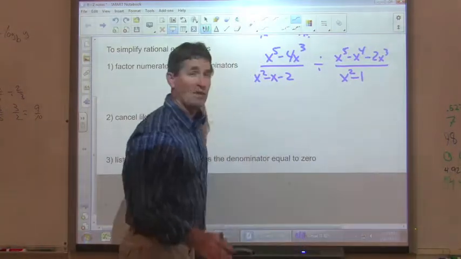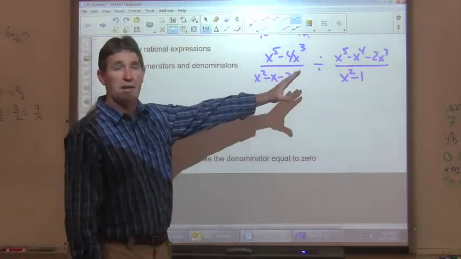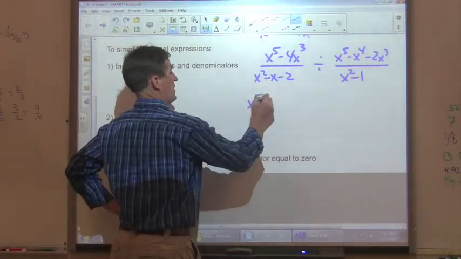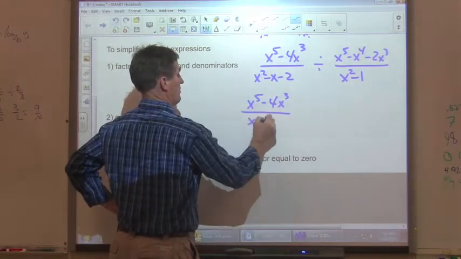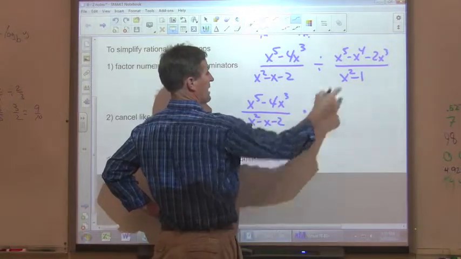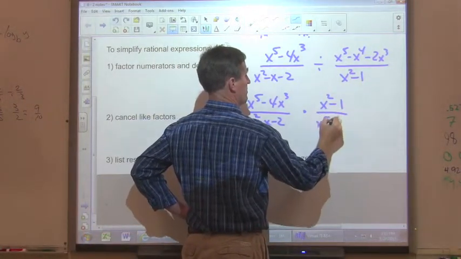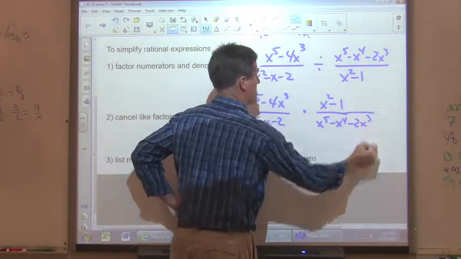Now, when you're doing division problems on your assignment, I wouldn't bother writing down the problem that way. All you want to do is keep the first fraction the same, change it to multiplication, and then flip this over. Okay?